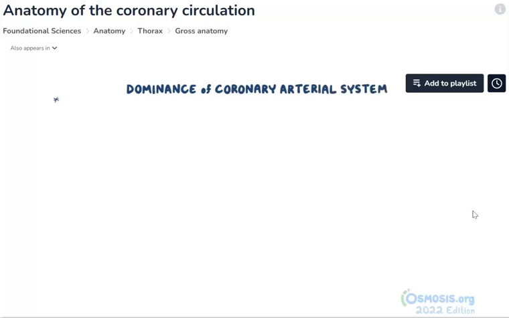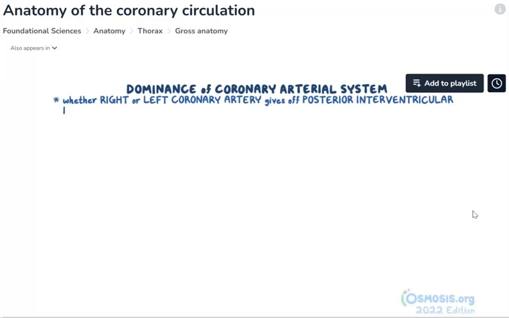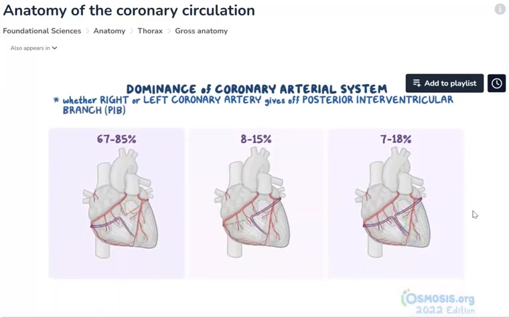Dominance of the heart refers to whether the right or left coronary artery gives off the posterior interventricular branch, where 67 to 85% of people are right coronary artery dominant.